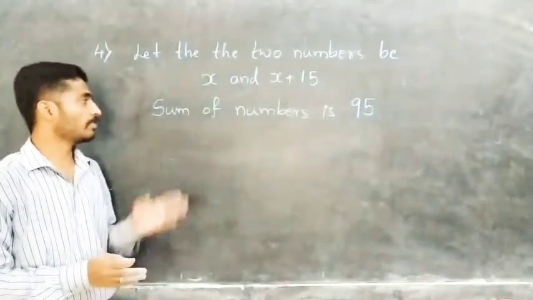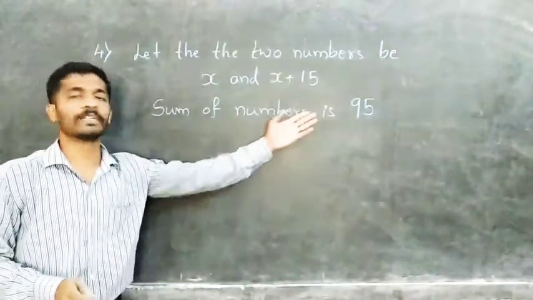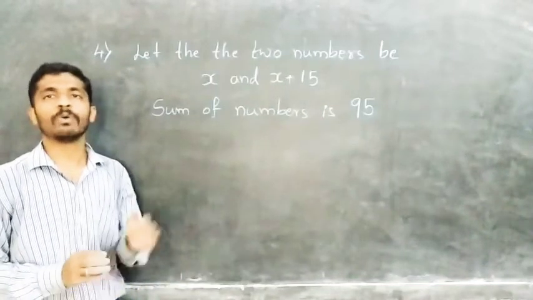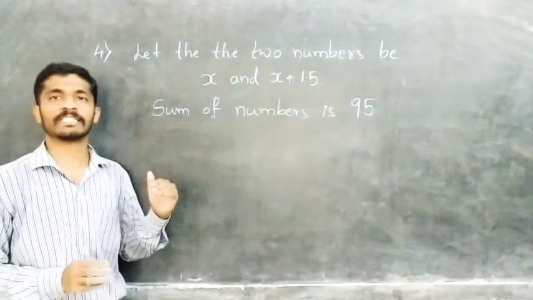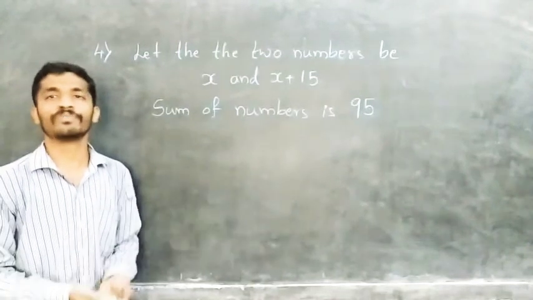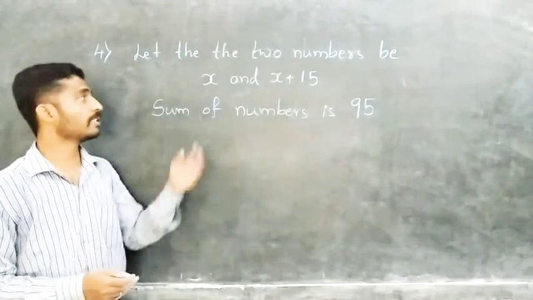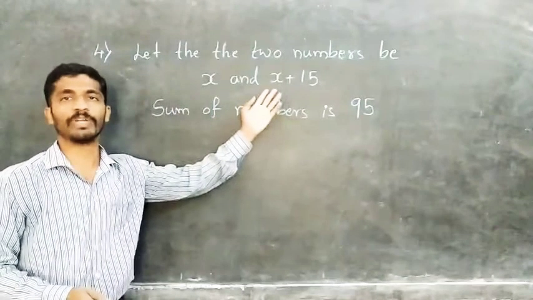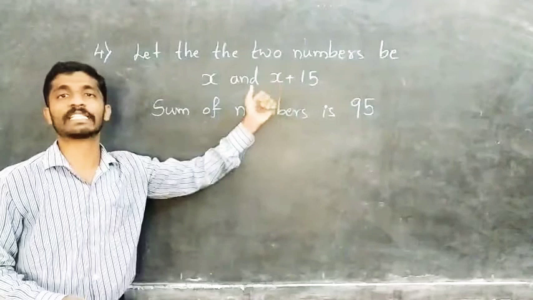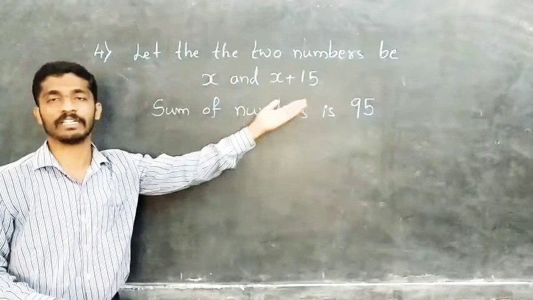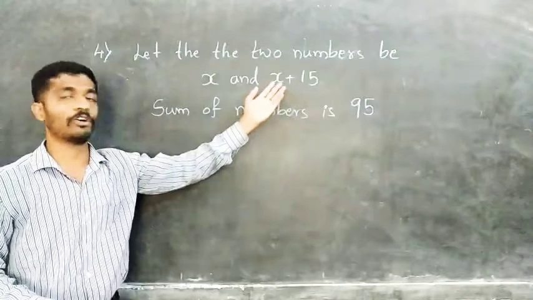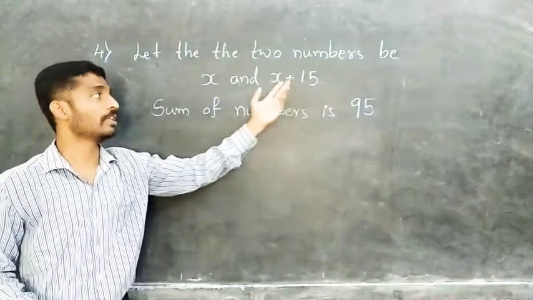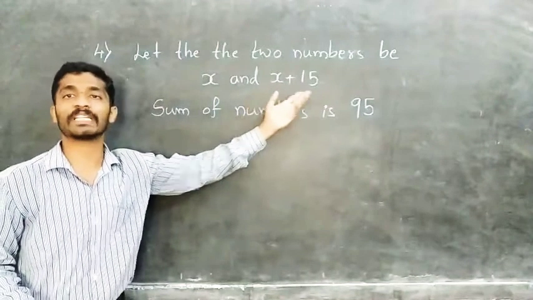In the fourth problem, the given sum of numbers is 95, and another condition they gave: one number exceeds the other number by 15 extra. Means, if I take one number as x, then the other number will be x plus 15, because exceeding means extra is there, more is there. How much more? 15 more. So that's why I am taking it x plus 15.